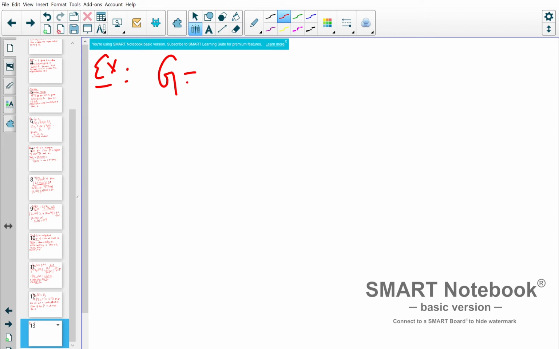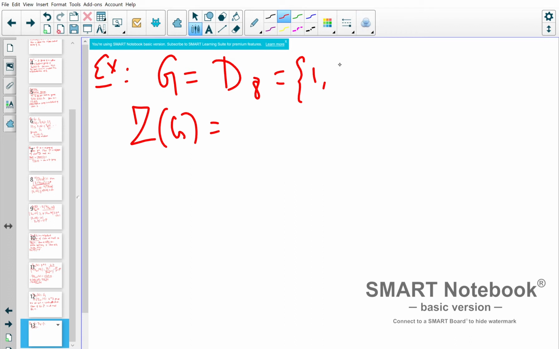You start with say G equal to D8, the dihedral group. Okay. And then you check that the center of G has two elements, right? So you can write down the rotations and reflections: 1, S, R, R square, R cube. So these are the elements, right? 1, 2, 3, 4, 5, 6, 7, 8, yes.